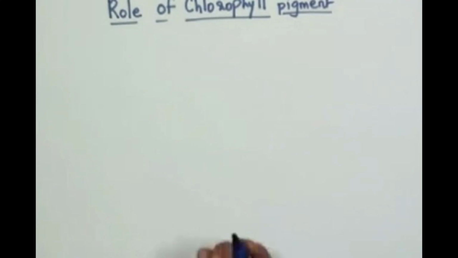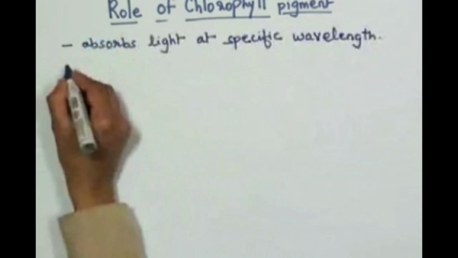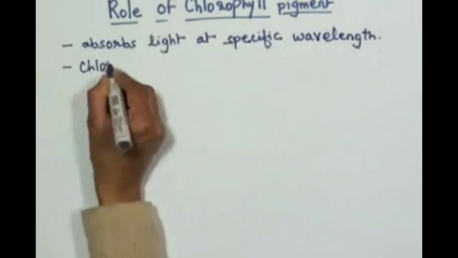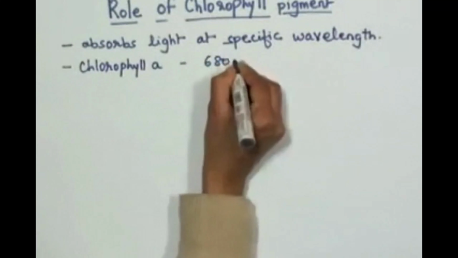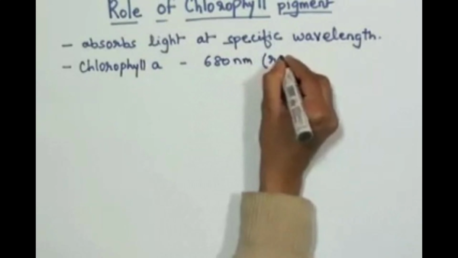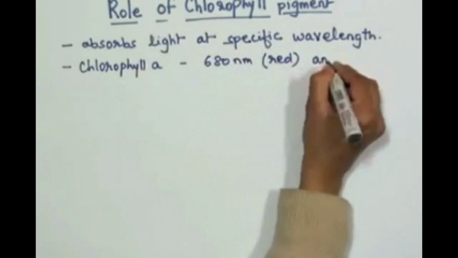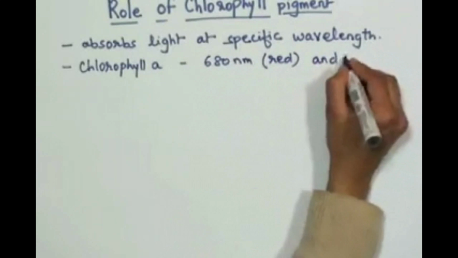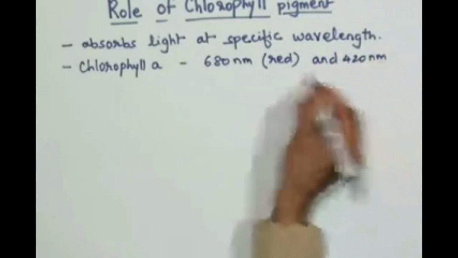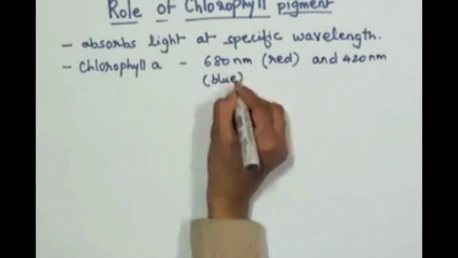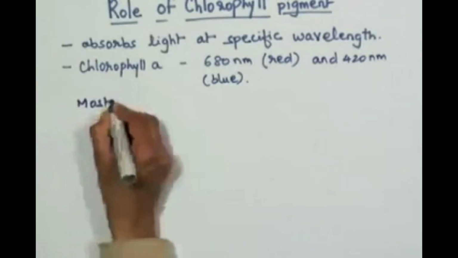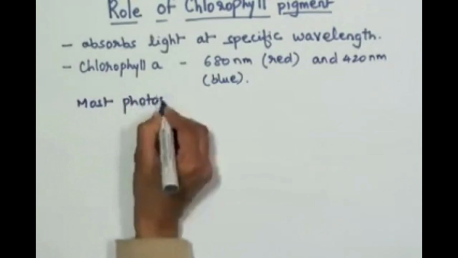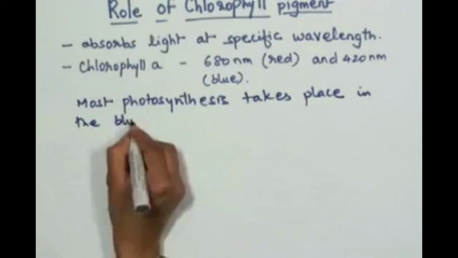The chlorophyll pigment absorbs light at specific wavelengths. For example, chlorophyll A absorbs light at 680 nm, that is the red wavelength, and at 420 nm, that is the blue wavelength. And most photosynthesis takes place in the blue and red wavelength.